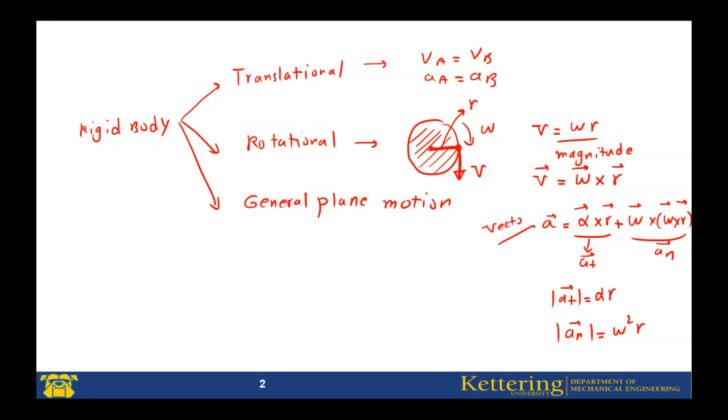This is the vector form. From this, you can find the scalar form or the magnitude.